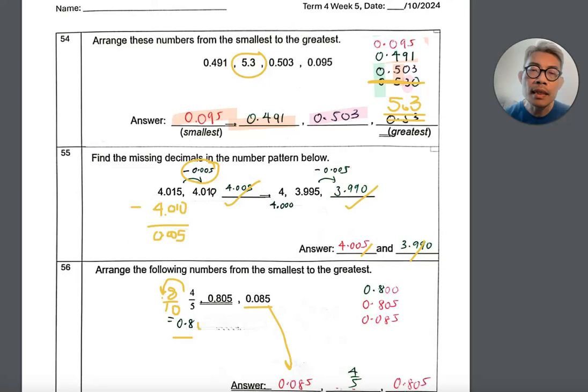805 is larger than 800. Okay, this is how I see it. 0.8 is like 0.800. So this is the largest, so it goes this side. And 4/5 is my 0.8, and that is the middle size number.